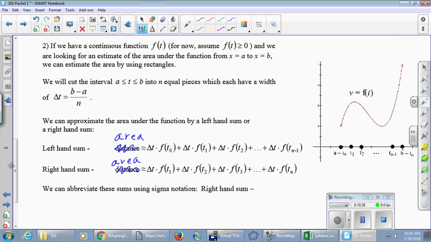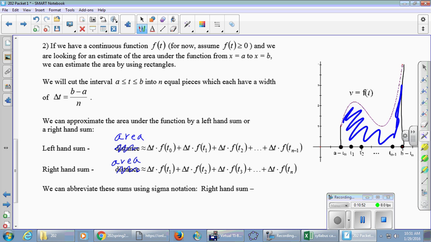Number 2. Again, supposed to be a little bit of a review. Suppose you have a continuous function f of t, which is over here. At the moment, just to make life easier, we'll assume that it's non-negative. And we're looking for an estimate of the area under the function between x equals a and x equals b. Doesn't say it there, but above the x-axis is what we're after. So this space bounded in there, that's what we're looking for. Everybody okay with that? All of this is what we're trying to find the area of.